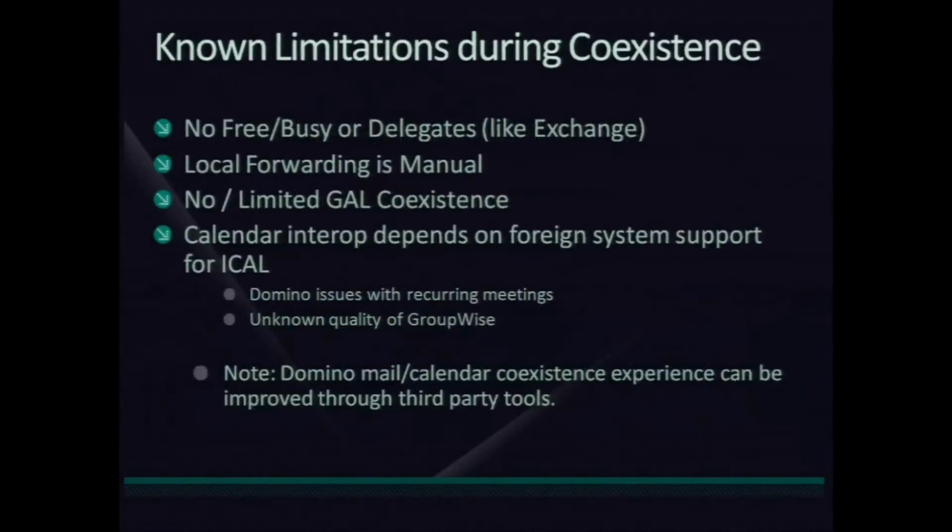So here are some known limitations during coexistence, and they're slightly different, but similar. They have a lot of similarity to what was discussed earlier today. So no free/busy or delegates, just like Exchange. Local forwarding is manual unless you use a third-party tool. No or limited GAL coexistence, and that really just depends on the approach you take. And then calendar interop, which really depends on the system that you're migrating from.